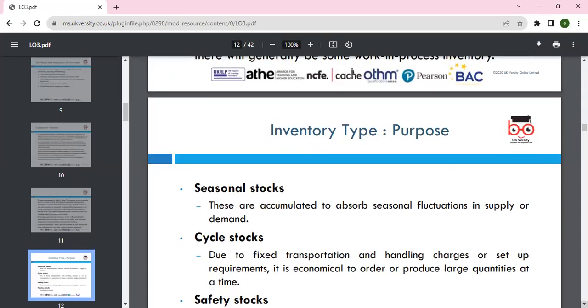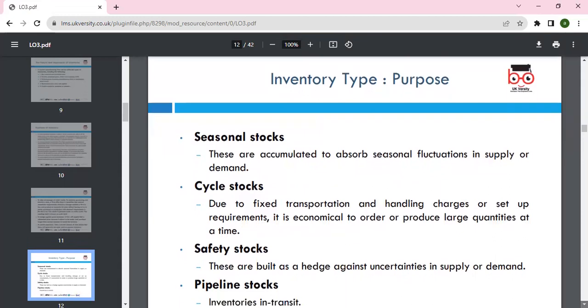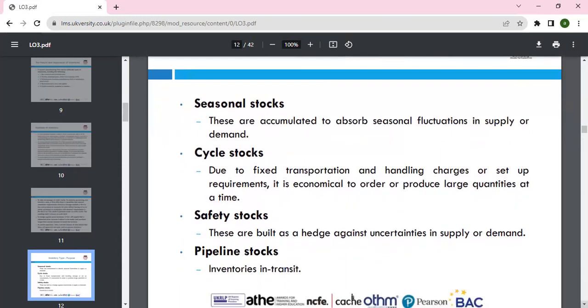The types of inventories are inventory type and purpose. Inventory stock accumulates to absorb seasonal fluctuation. Cycle stock is due to the fixed transportation and handling charges and setup requirements, where it is economical to order and produce in large quantities at a certain time. Safety stock is built as a hedge against uncertainty in the demand, and we can have pipeline inventory in transit.